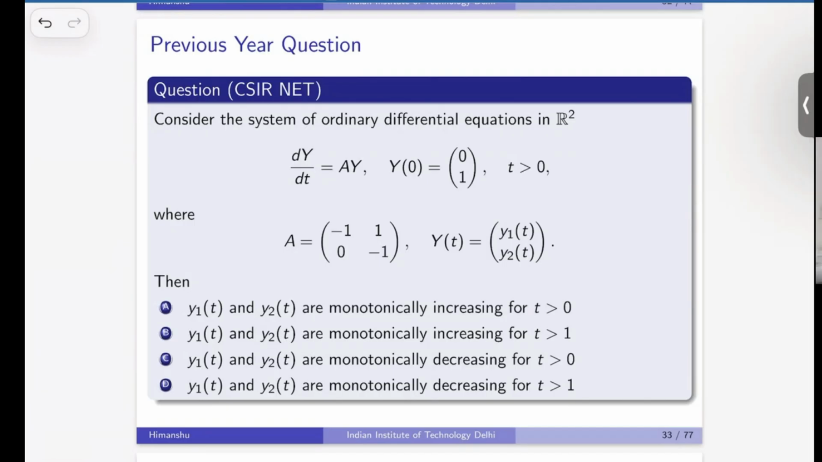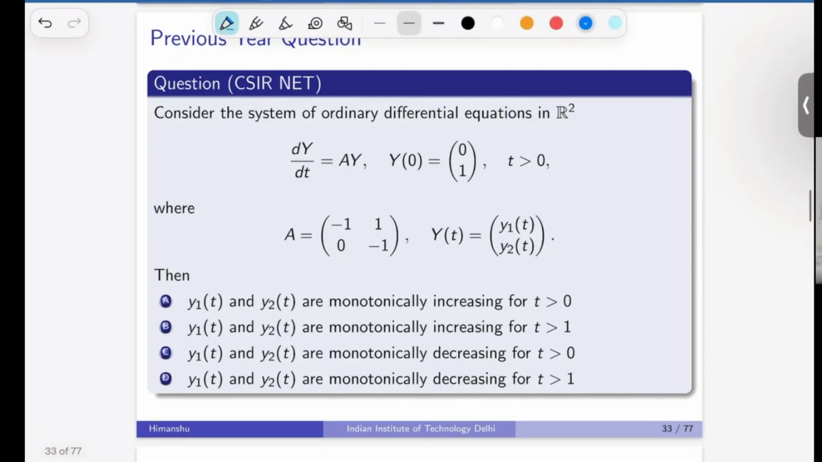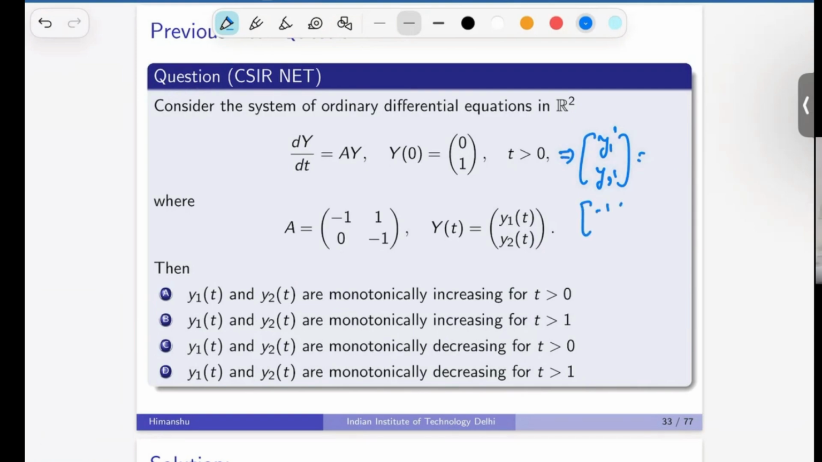So how can you proceed with this question? There are two ways of doing it. The one is you write the matrix like this: y1 dash, y2 dash equals the matrix with entries -1, 1, 0, -1, times y1, y2. Just open it out, solve for y2, then substitute the value of y2 in my first equation, and then solve for y1. So this is one way of doing it.